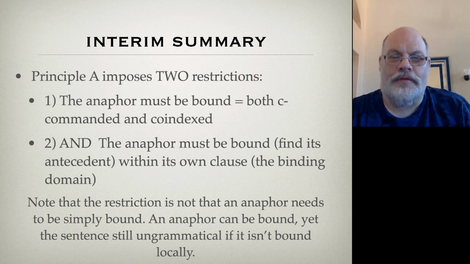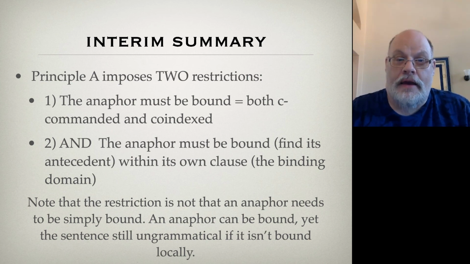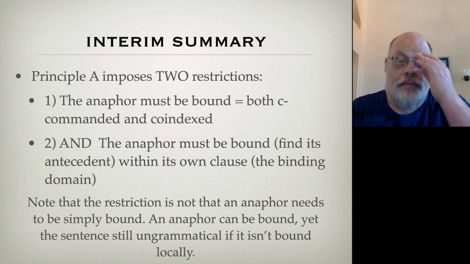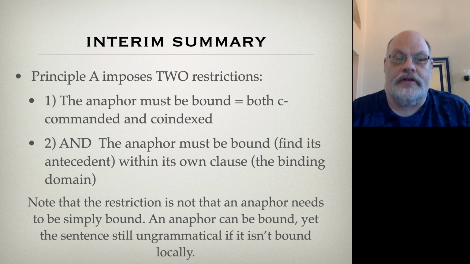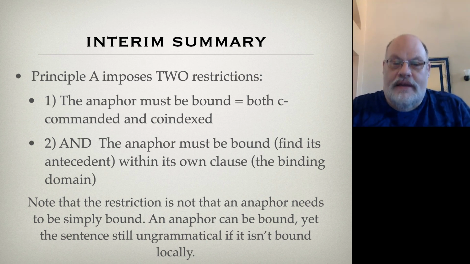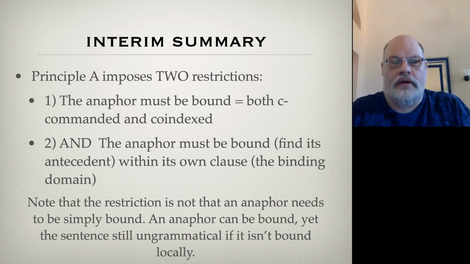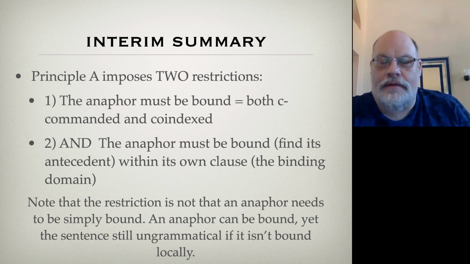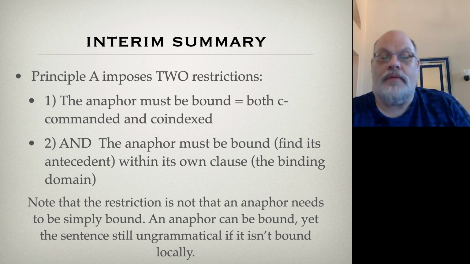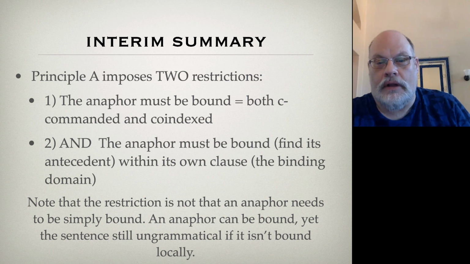So, let me summarize what we've talked about so far. Principle A, which is the condition on anaphors, imposes two restrictions. The first restriction is that anaphors must be bound, and that means they're both C-commanded and co-indexed with a noun phrase. And the second condition is that anaphors must be bound within their own clause. That is, they find an antecedent within their clause. Note, again, that it's not just that anaphors need to be bound. It's not just that anaphors have to be co-indexed. They have to be bound, and they have to be bound locally.